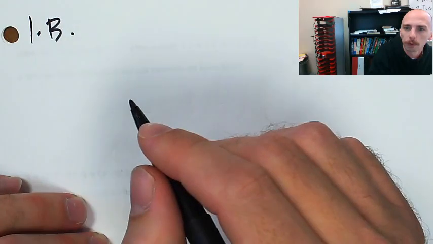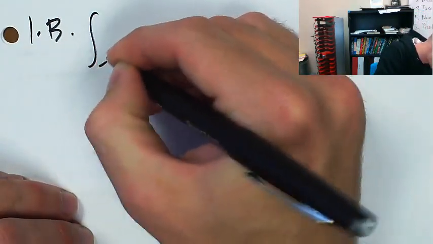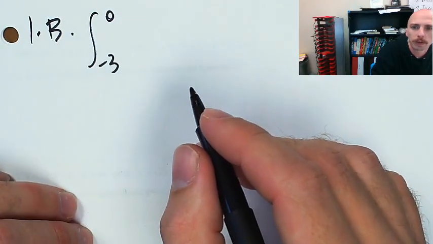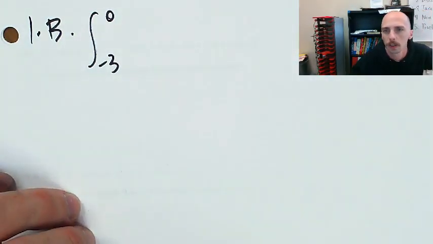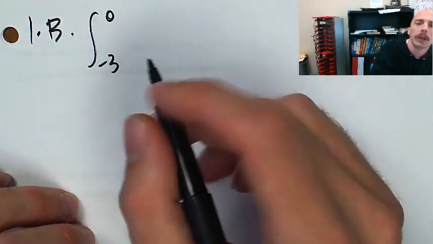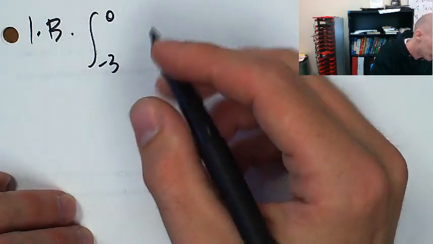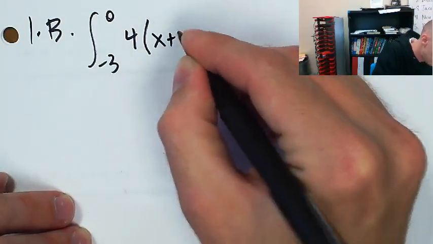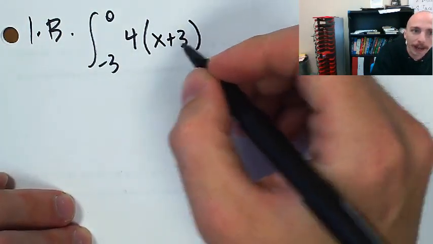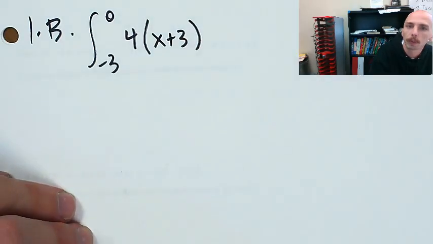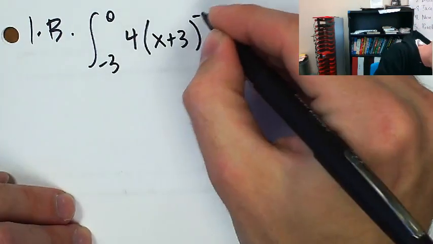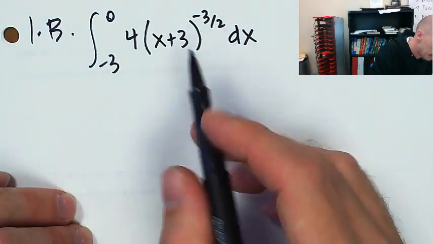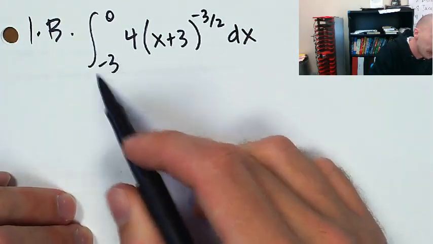1b is the integral from negative 3 to 0 of 4 over the square root of x plus 3. That looks like cubed. I'm going to have to zoom in. Yeah, it's cubed. All right. And so I'm going to write this as 4 times x plus 3 to the negative 3 halves power. Okay, the half power from the square root, the 3 from the cubing. And the issue here is with negative 3.